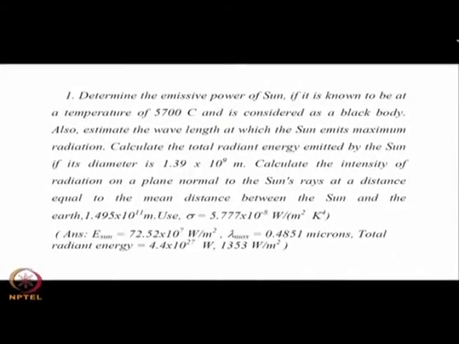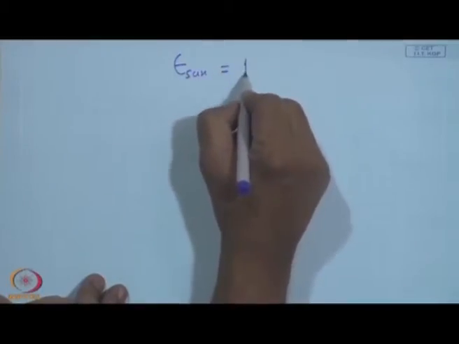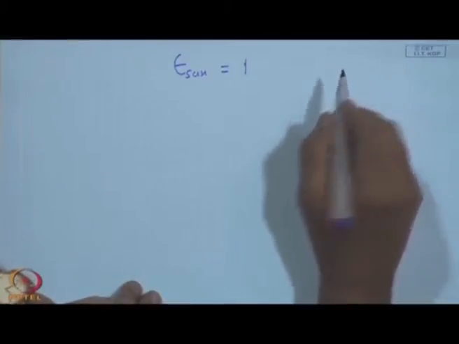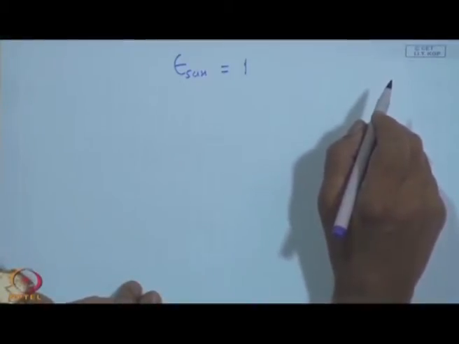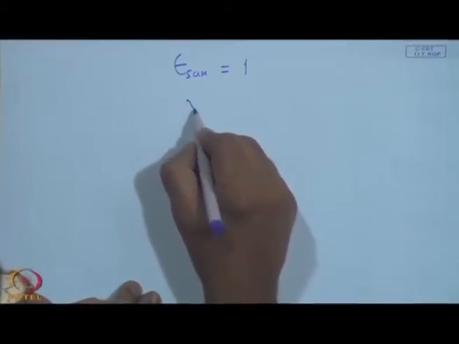So, we have a small problem which we have already indicated. You can determine the emissive power of the sun if it is known to be at a temperature of 5700 C and is considered as a black body. So, the emissivity of the sun you can consider as 1. Those of you who are familiar with heat transfer, there will be no problem. Also estimate the wavelength at which the sun emits maximum radiation. That can be done with Wien's displacement law.